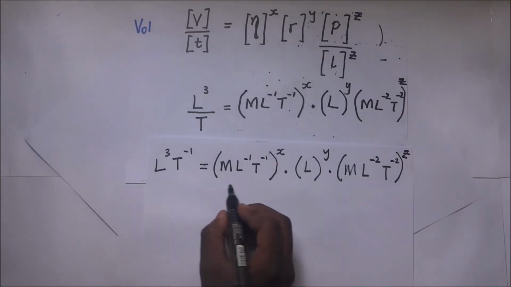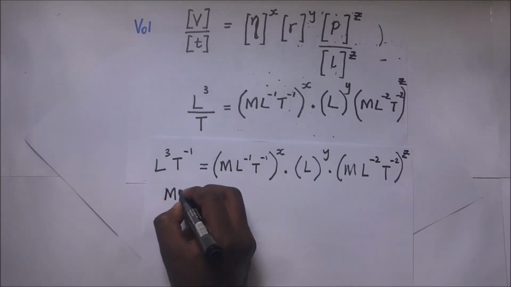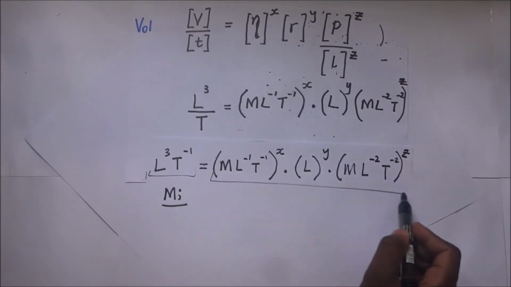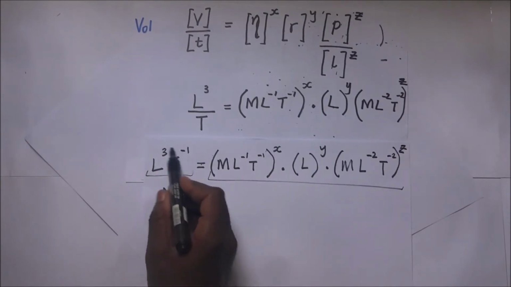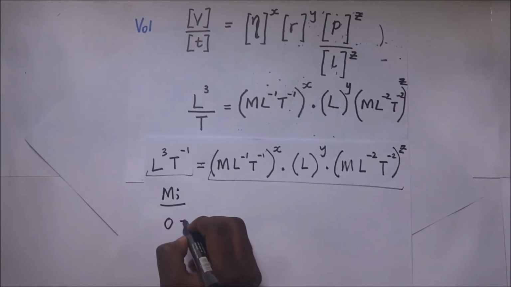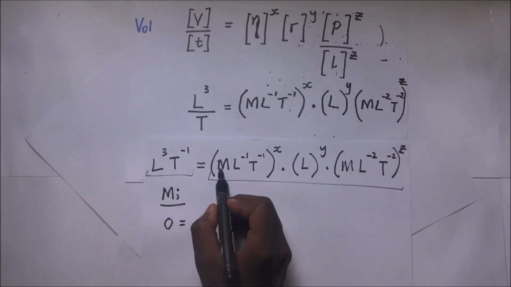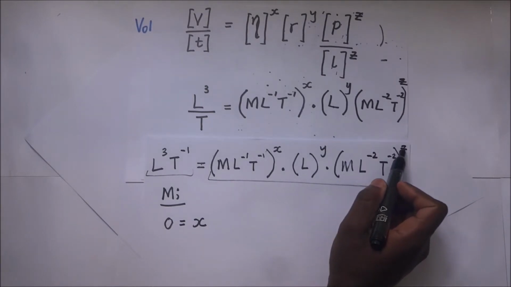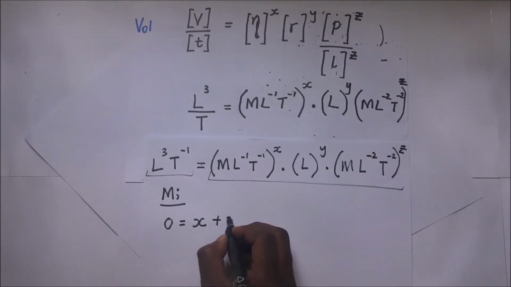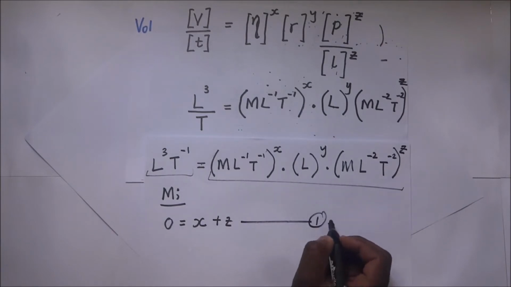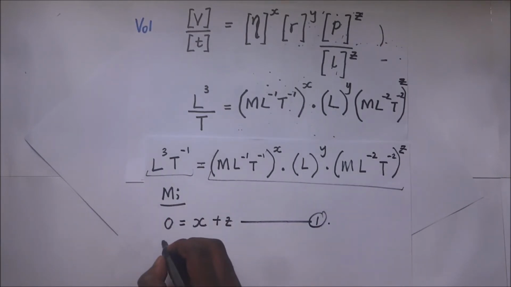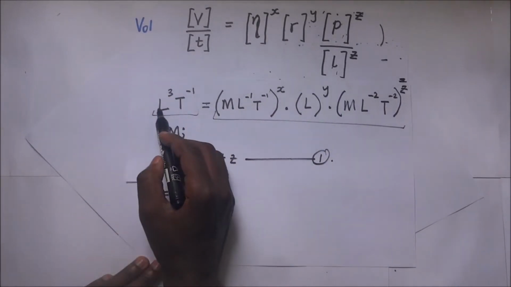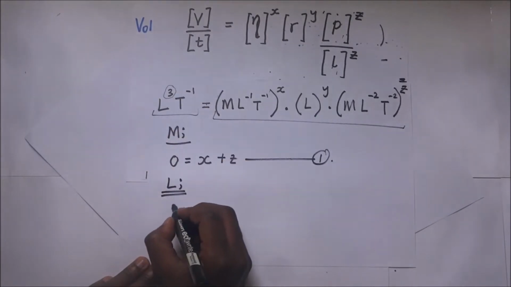Now let's look at the indices for those of m. You look at m on this side of the equation and that side of the equation. So when it comes to m, this way there is nothing, so 0 is going to be equal to, let's look at m this side of the equation. We have x, then we have another m here, it is to the power z, so it's going to become x plus z. That's equation 1. Then let's get to L. Let's equate the indices for L. When you get to L, this side of the equation we have L to the power 3, so it's going to become 3.